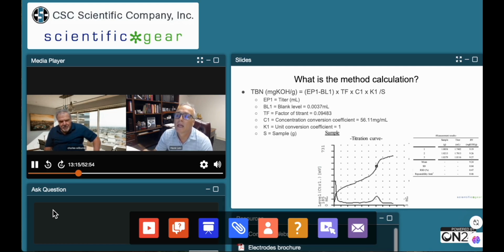Good. Okay. And that leaves us with sample size G, so in grams. Generally speaking, about 1 gram is the target, roughly, for the sample size.